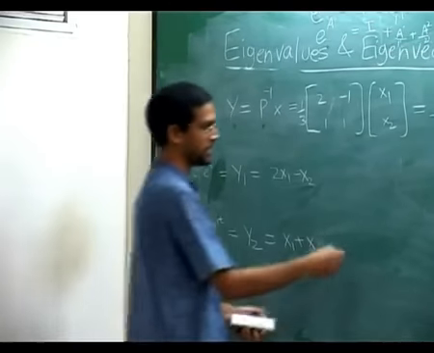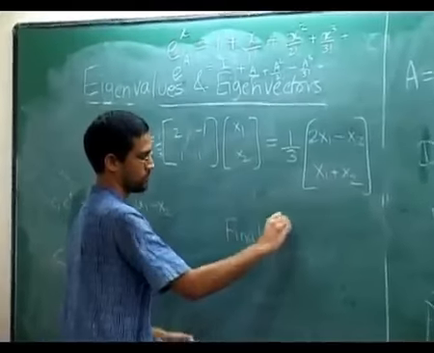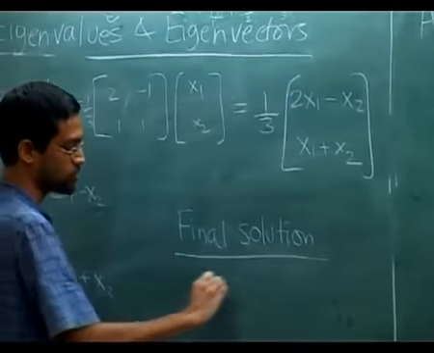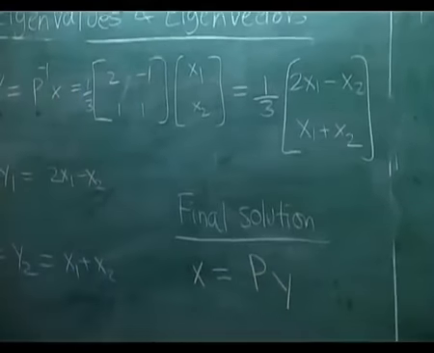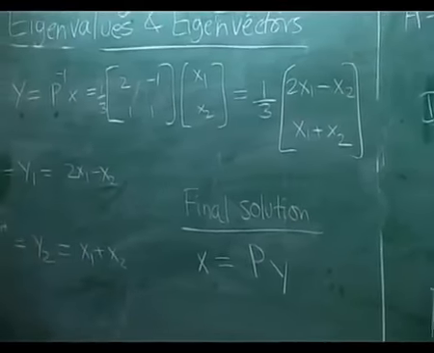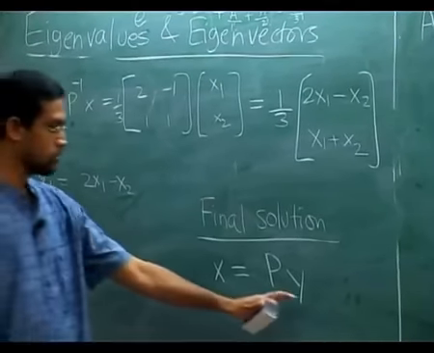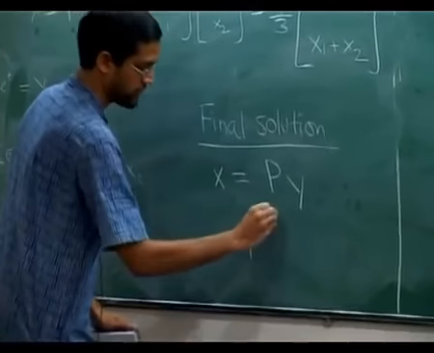So how do I finally find x? The final solution is obtained as follows: you solve for y and then you multiply back by P. And the solution for y is actually known. What does y look like?